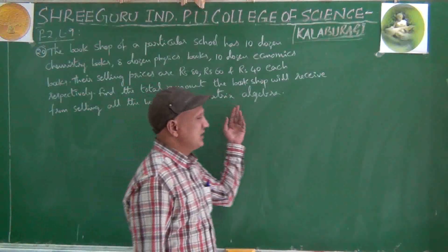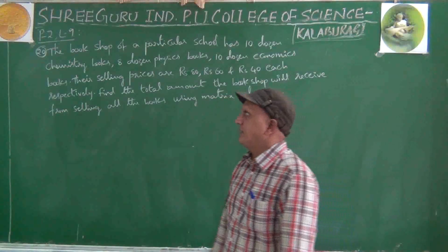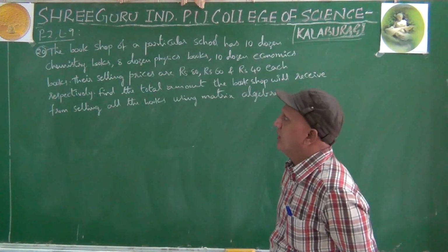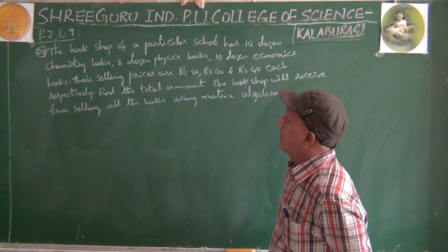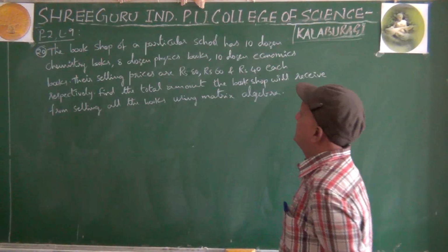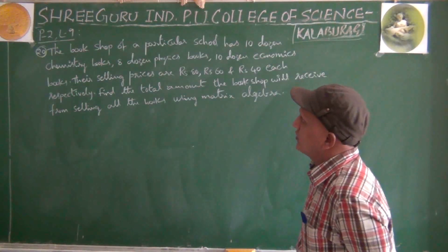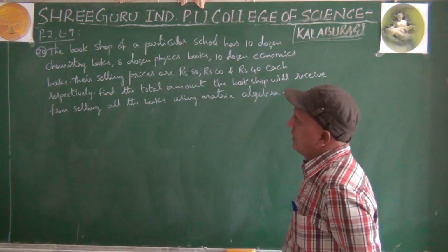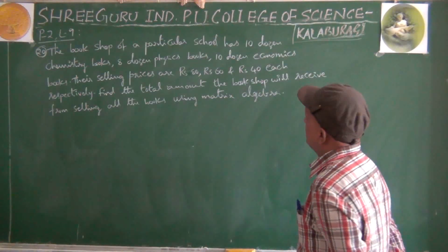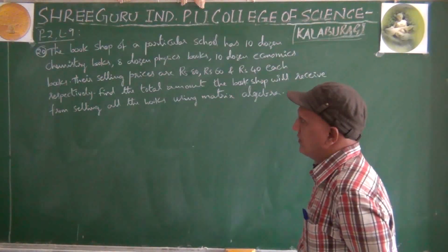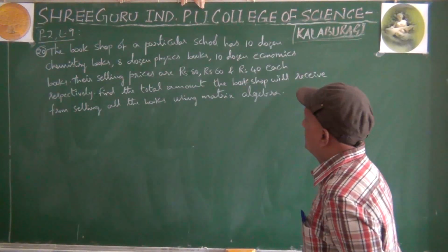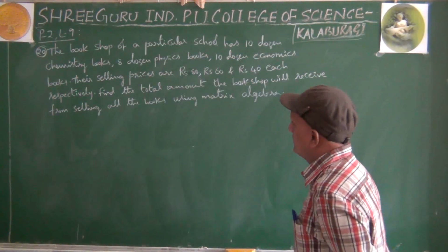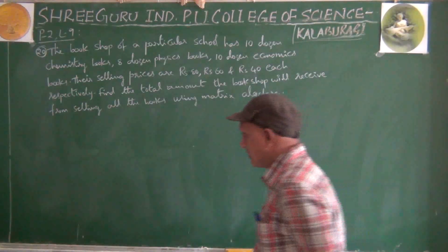In the last class we have seen the same type of question, and this is another one. The bookshop of a particular school has 10 dozen chemistry books, 8 dozen physics books, 10 dozen economics books. Their selling prices are 80 rupees, 60 rupees, 40 rupees each respectively. Find the total amount the bookshop will receive from selling all the books using matrix algebra. Simple question.